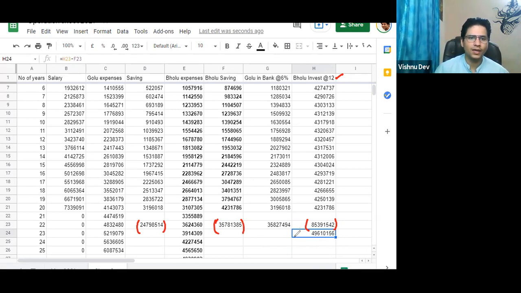Around 4.96 crores, around 5 crores, yes or no? So the return of Bholu is around 5 crores. His investment is 3.58 crores and return is around 5 crores extra, right? It is interest and this is the return. Okay? What about Bholu? Tell me.